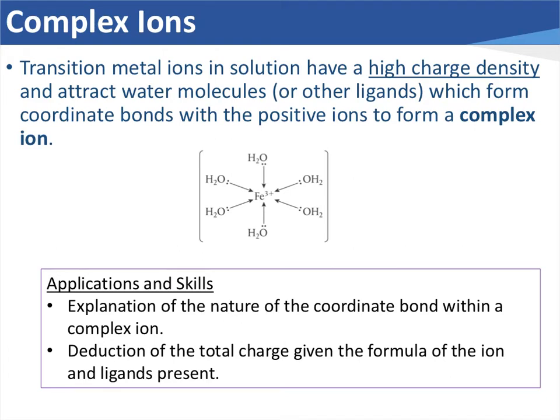Transition metal ions have a high charge density, and that attracts water molecules and other ligands, which form coordinate bonds with the positive ions to form a complex ion. So the transition metal attracts water molecules. The idea of a ligand is that it's either an ion or a compound that has a lone pair that can form a dative bond or a coordinate bond. So these ligands are attracted to the metal because it has such a high charge density, and it forms these complex ions.